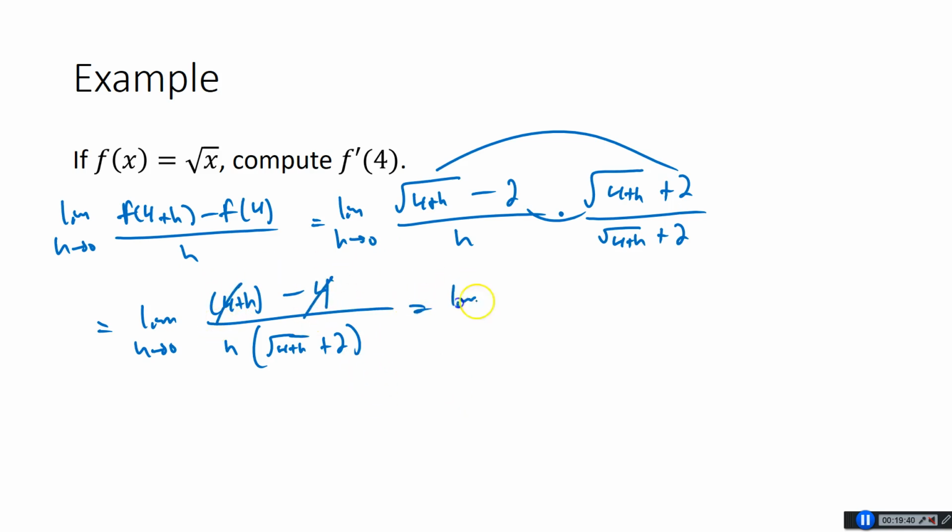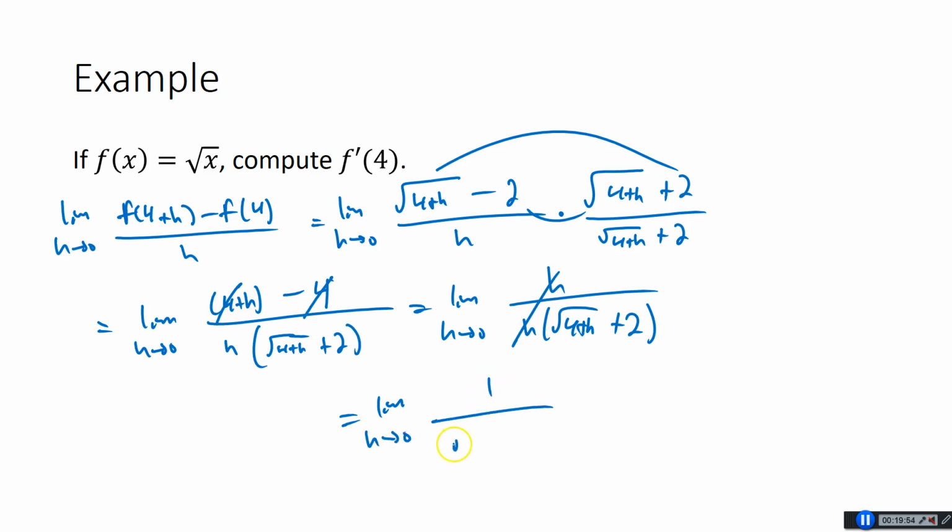So we now have the limit as h approaches 0, just h on the top divided by h times root 4 plus h plus 2. So notice this is why I left it factored out there, because now the h is canceled. So this is the limit as h approaches 0 of 1 over root 4 plus h plus 2. So that was my magic step. Now I can plug in 0 for h without a problem. So that is 1 over root 4 plus 2, which is 1 over 2 plus 2. It's 1/4.